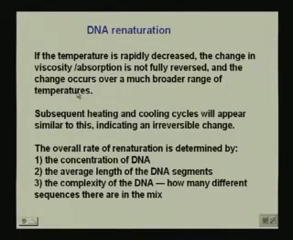Now, what happens in some cases is you cannot reverse the situation. Okay? It is irreversible denaturation. Now, what happens is, if say the temperature is rapidly decreased, then the change in the viscosity or the absorption that is observed cannot be fully reversed, and the change occurs over a broader range of temperatures. We will see what that means.